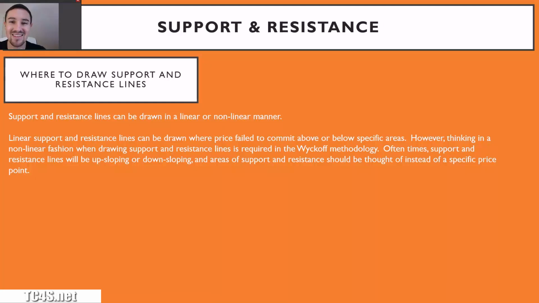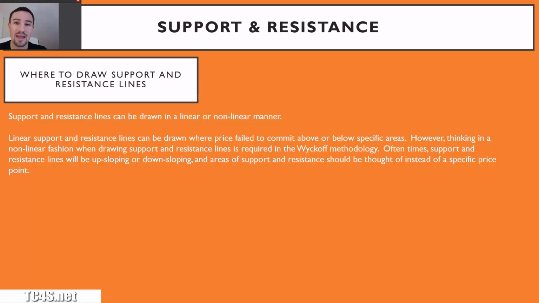Sometimes we may need to think in terms of price areas. So support and resistance lines can be drawn in a linear and non-linear manner. Linear support and resistance lines can be drawn where price failed to commit above or below specific areas. However, thinking in a non-linear fashion when drawing support and resistance lines is required in the Wyckoff methodology. Oftentimes, support and resistance lines will be upsloping or downsloping, and areas of support and resistance should be thought of instead of a specific price point.